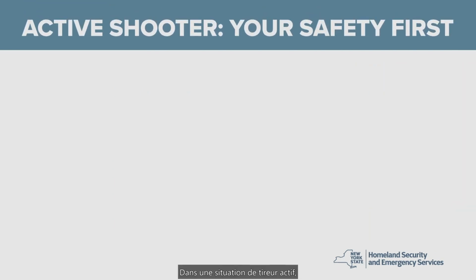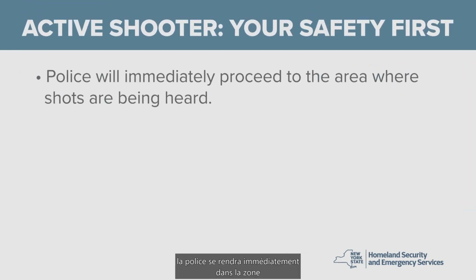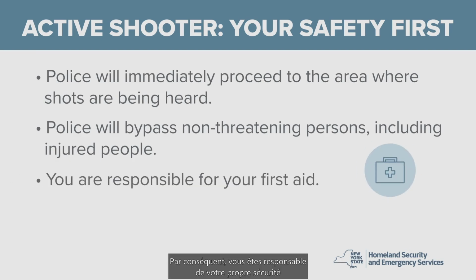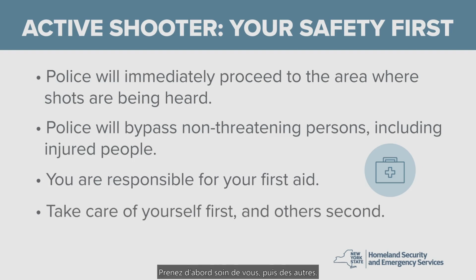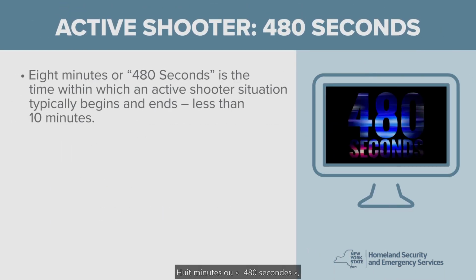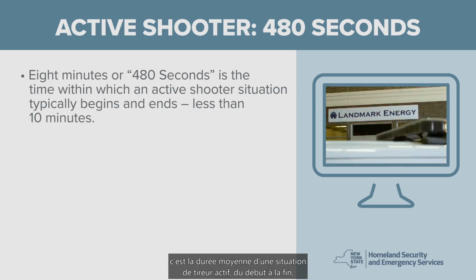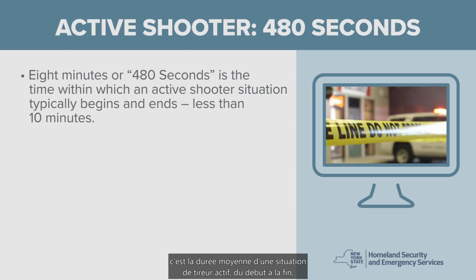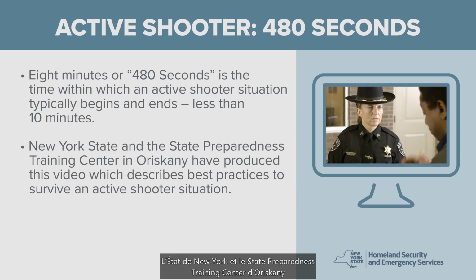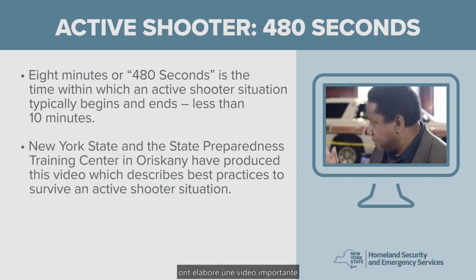In an active shooter situation, the responding police will go immediately to the area where shots are being heard or were reported. They will likely bypass non-threatening persons, including injured people. Therefore, you are responsible for your own safety and first aid if necessary. Take care of yourself first and others second. 8 minutes, or 480 seconds, is the time within which an active shooter situation typically begins and ends. Less than 10 minutes.